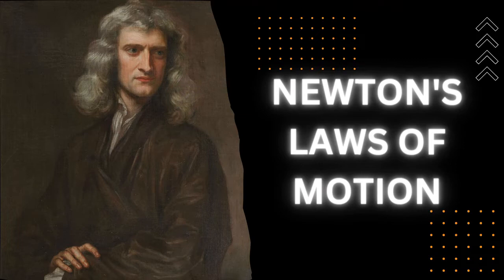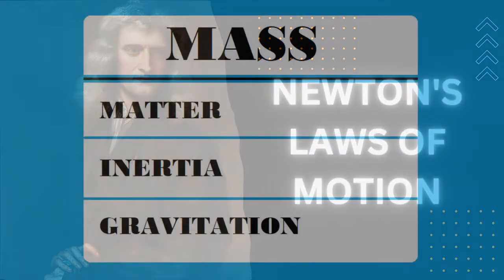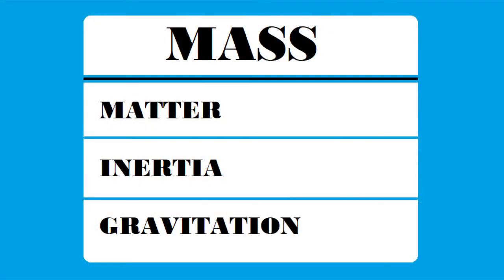But before we get to these 3 laws, first we need to understand the meaning of some important terms used in physics. Let's first understand about the term mass. What is mass? Mass is simply the quantity of matter present in a physical body. Mass is also the measure of inertia of a physical body. Now, what is inertia? Inertia is simply the tendency of a physical body to resist change.